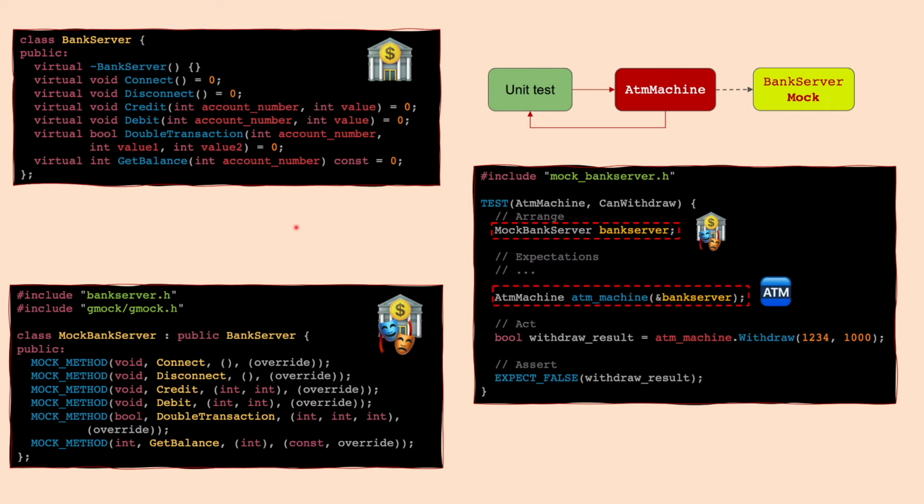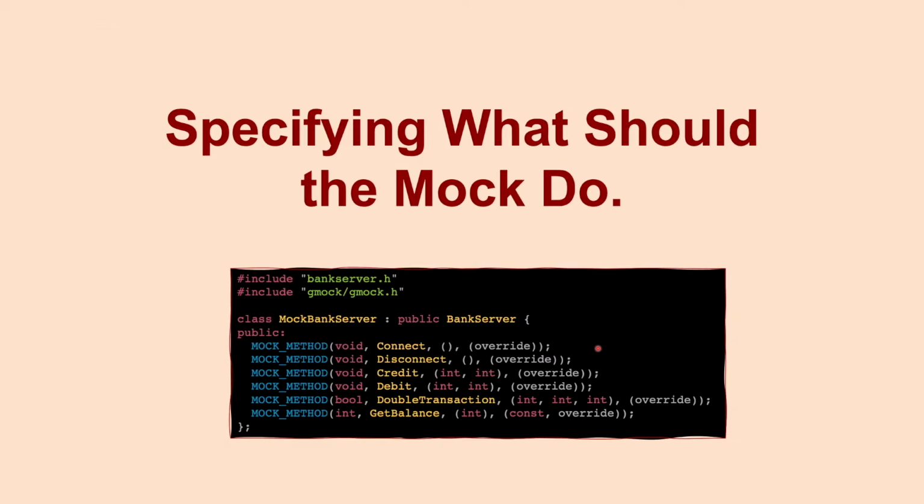All right, let's get back to our example. We had a BankServer interface. We created a mock class. We used it in our test. However, withdraw is not successful because we still haven't specified what should happen when the withdraw function is calling any of these APIs. So let's talk about that next.